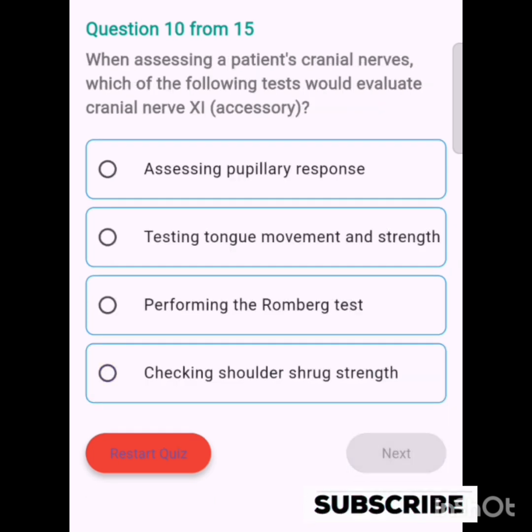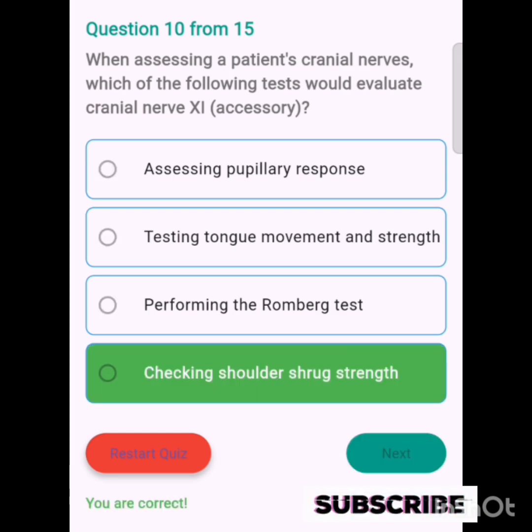Question number 10. When assessing the patient's cranial nerve, which of the following tests would evaluate cranial nerve 9? Options are assessing the pupillary response, testing tongue movement and strength, performing the Romberg test, checking the shoulder strength. The correct option is option D, checking shoulder strength.